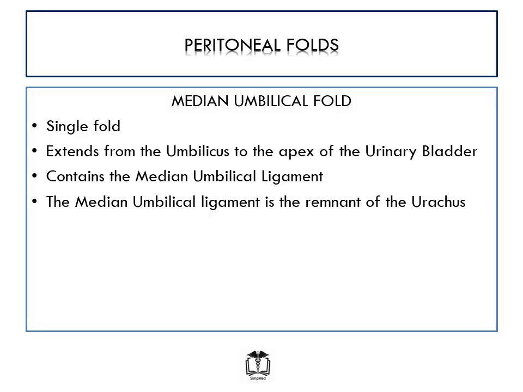So starting with the median umbilical fold, this is a single fold. It extends from the umbilicus all the way down to the apex of the urinary bladder. It is a fold of peritoneum that is formed by the presence of the median umbilical ligament. So that median umbilical ligament raises the peritoneum and then forms a fold. If you imagine the peritoneum having a straight part, if there's a structure underneath the peritoneum, that structure is going to be raising the peritoneum as shown in this image. And that raise that we see there is what we refer to as the peritoneal fold. So in the case of the median umbilical fold, the structure raising the peritoneum is the median umbilical ligament, and the median umbilical ligament is the remnant of the urachus.